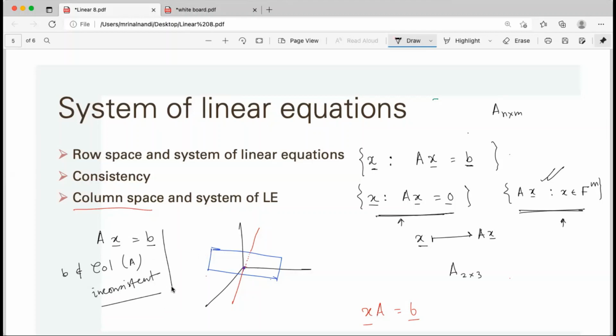And if B is in the column space of A, this is consistent. There is at least one solution. B being in the column space means B can be written as Ax for at least one X. So Ax equals B has a solution if and only if B is in the column space.